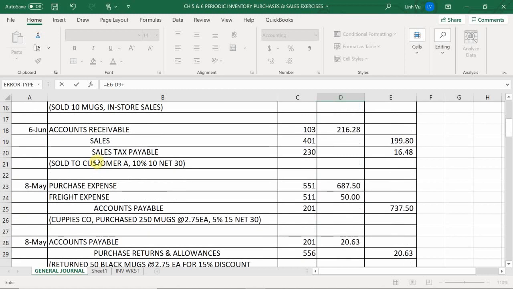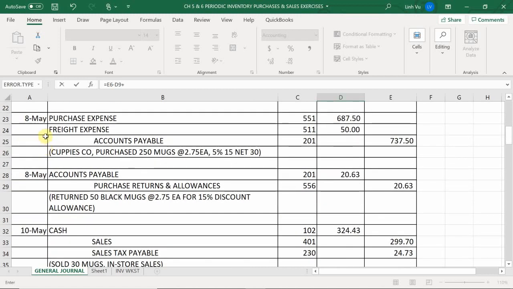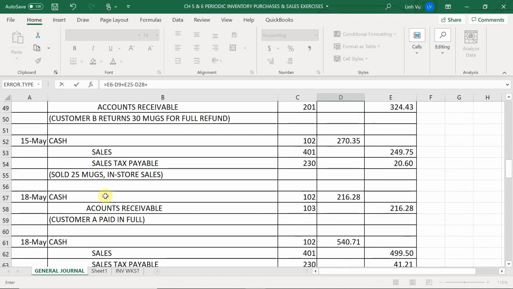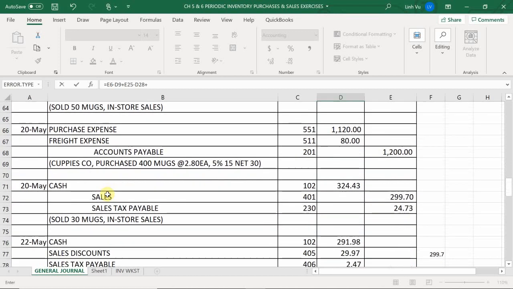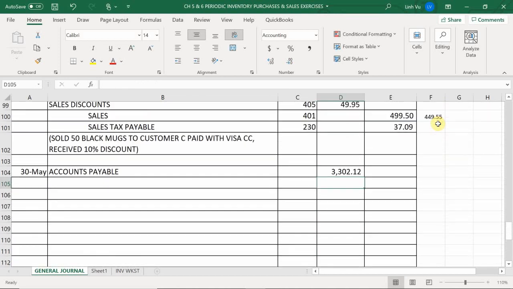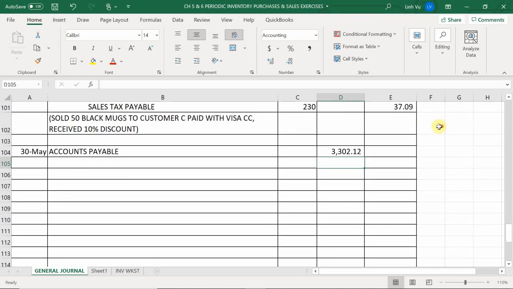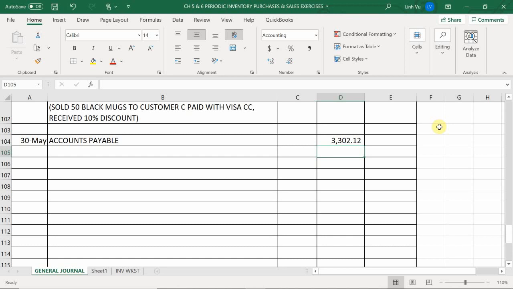And then our second batch of inventory, we purchased on the 8th. We ended up charging an additional $737.50. But we ended up getting an allowance, which was a refund for $20.63. And then last but not least, we made a purchase on May 20th. We purchased the 400 units at $2.80, so we increased our accounts payable by an additional $1,200. So that means I have a grand total of accounts payable of $3,302.12.